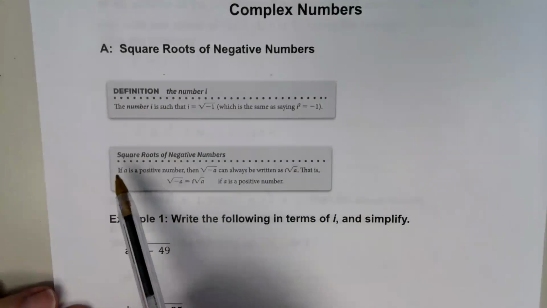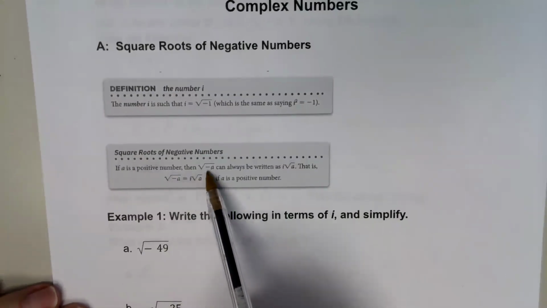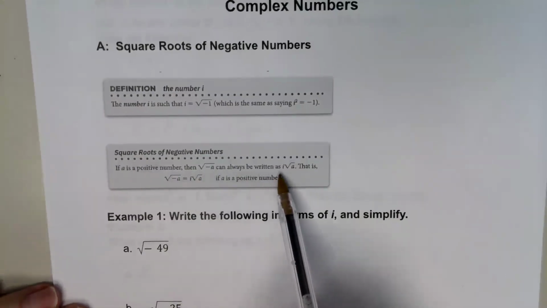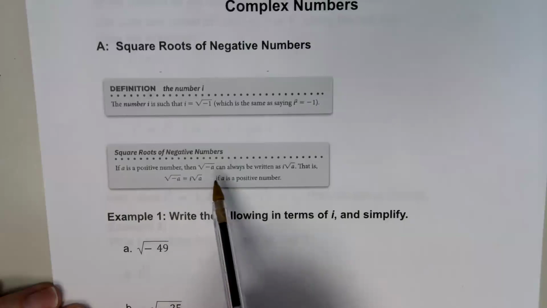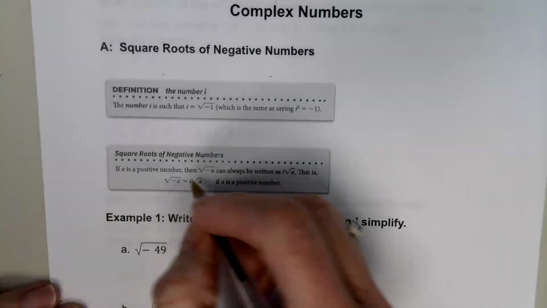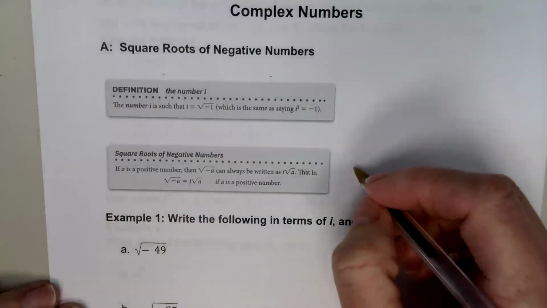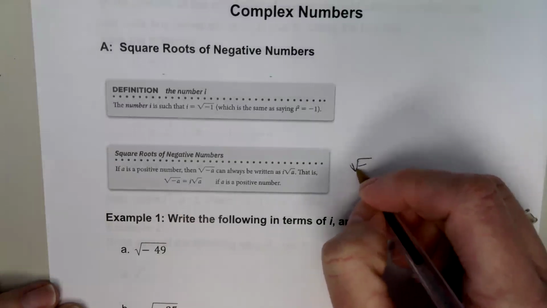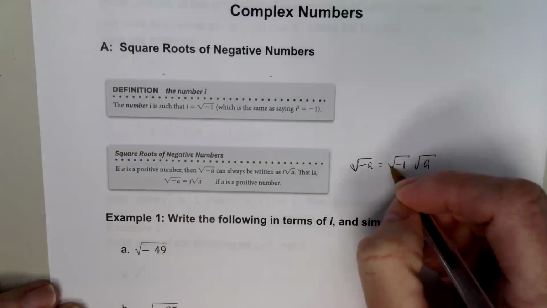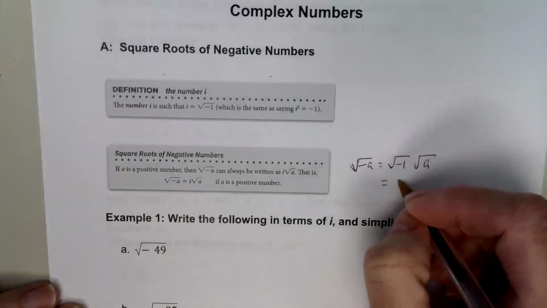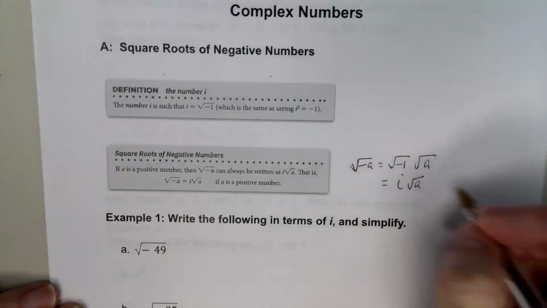Okay, so if a is a positive number, then the square root of negative a can always be written as i times the square root of a. So the square root of negative a is equal to i times the square root of a, because i represents the square root of negative 1. So the square root of negative a equals the square root of negative 1 times the square root of a. And this is then i times the square root of a.